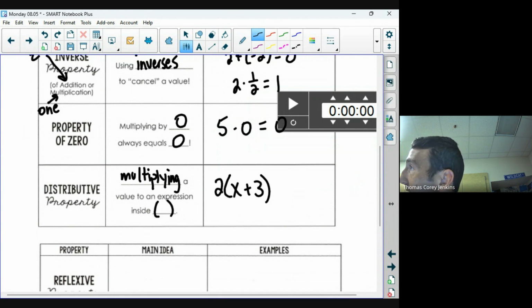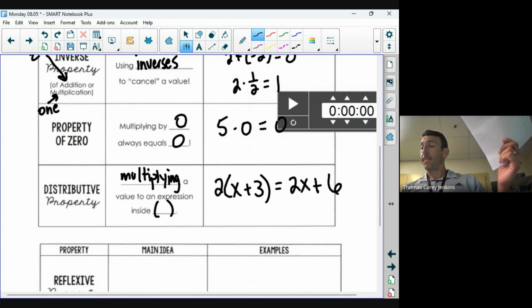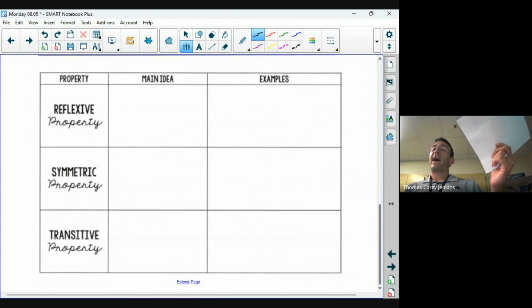That's distributive property. Basically the way you do that is you take 2 times x, which we call 2x, plus 2 times 3, which is 6. That's how the distributive property looks. Does that look familiar to you guys? Yes, hopefully. Two of the three on the back are super obvious. But sometimes we can use super obvious things to prove more complex things. That's why they're properties.